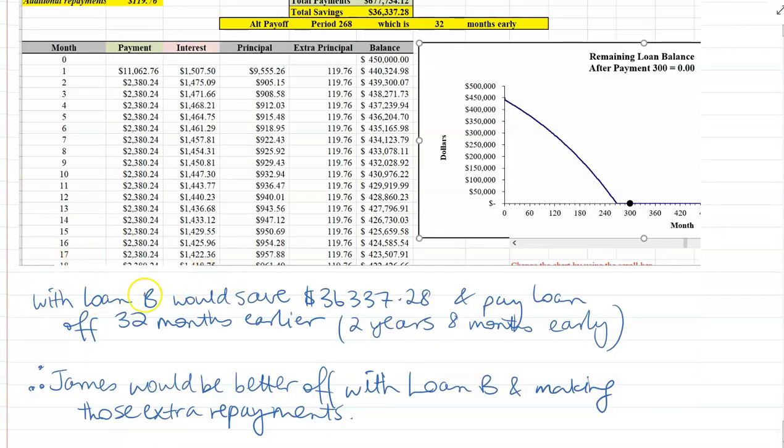So with loan B, he would save a lot more money and pay the loan off earlier. Therefore, I would logically conclude that James would be better off with loan B, and making those extra repayments.